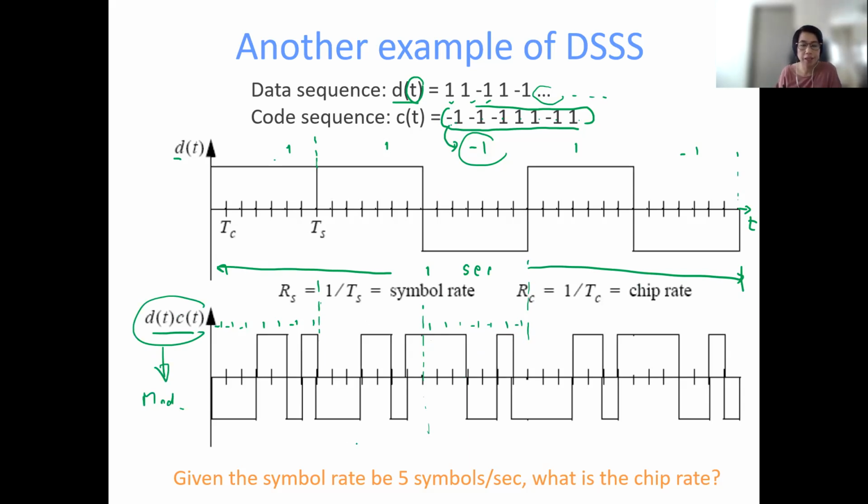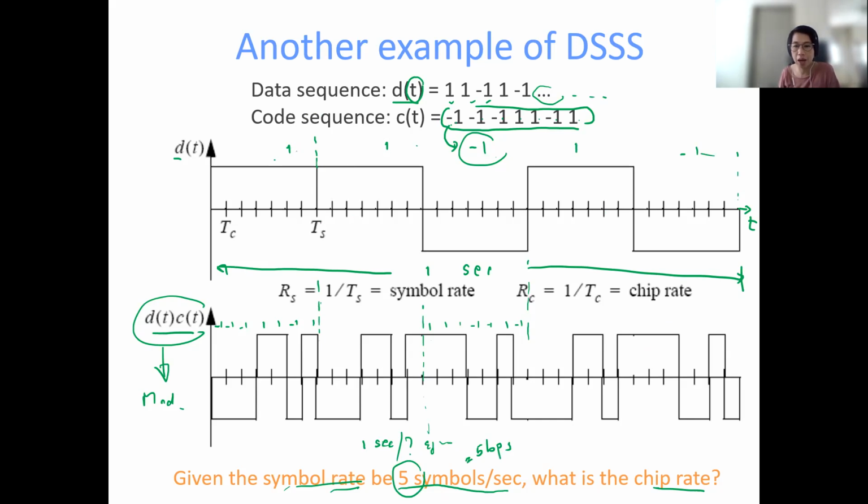Okay, so in this example, it is given that the symbol rate is 5 symbols per second. What is the chip rate? You still remember symbol rate, right? Symbol rate means how many symbols you can send in 1 second, right? So in this case, you send 1 bit per symbol, say binary transmission. So it mentioned here 5 symbols per second, or actually here it is 5 bits per second, right? 5 bits per second, 1, 2, 3, 4, 5.